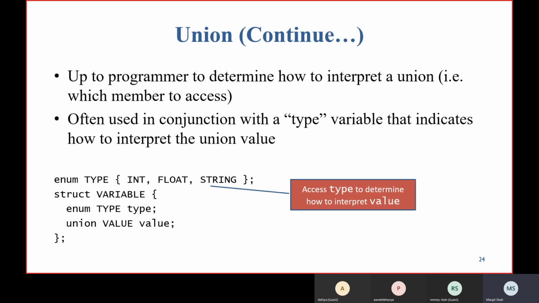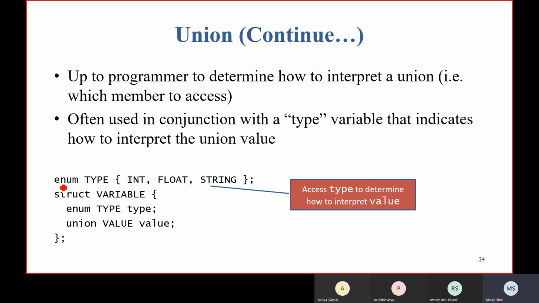It is up to the programmer to determine how to interpret a union, which member to access. So basically the programmer needs to understand, because the concern is we are trying to identify particular things with the help of a structure or union. If we are talking about a union, the programmer needs to understand at what time which member will be used. That is why a union may be used to occupy less memory, often used in conjunction with a type variable that indicates how to interpret the union value.